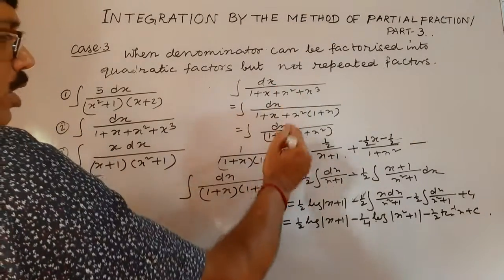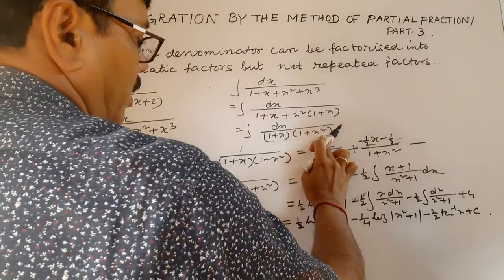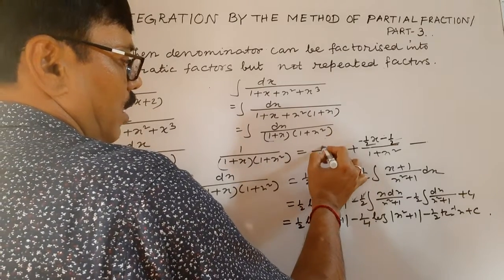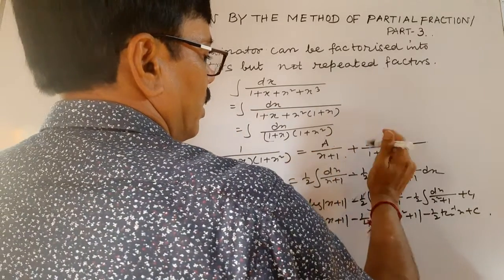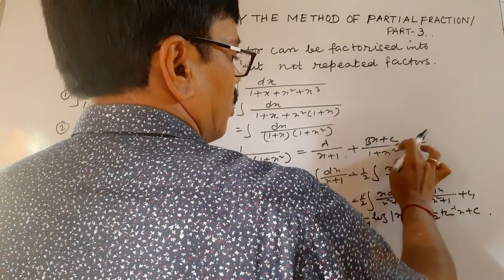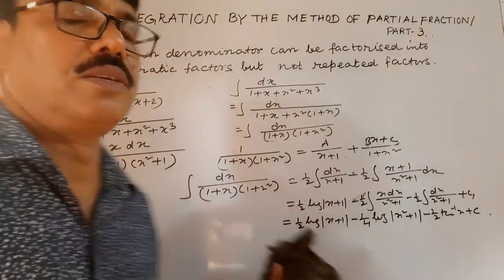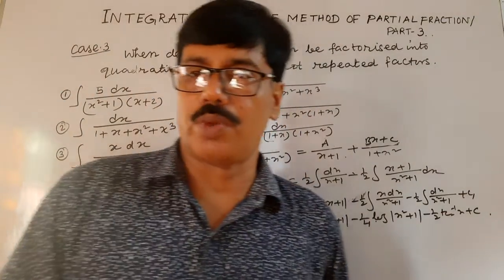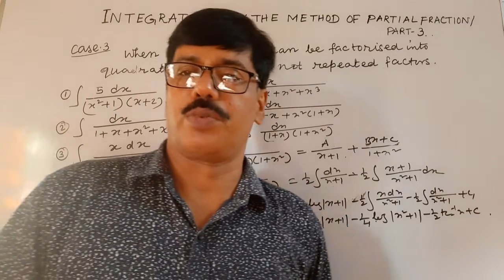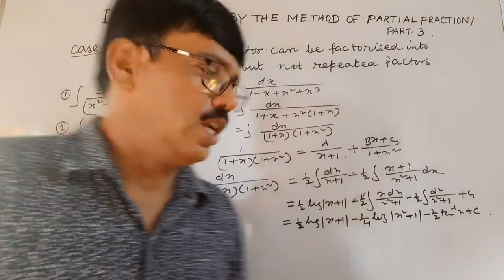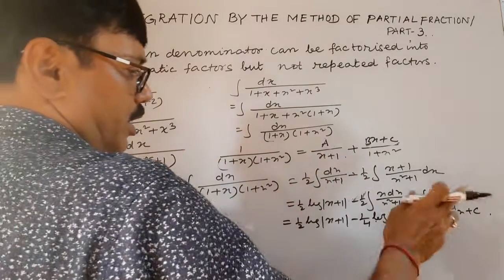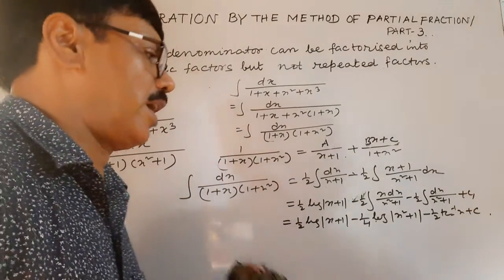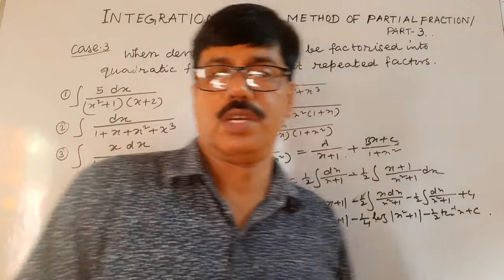Factorizing, we are getting this. One is quadratic, one is linear. So this equals A by x plus 1. For linear, the rule is bx plus c. So your main aim is to find b and c by putting values of x or comparing the constant term, coefficient of x and so on. So putting the values of a, b, c, you get the integrand in standard form and write the value of the integration.